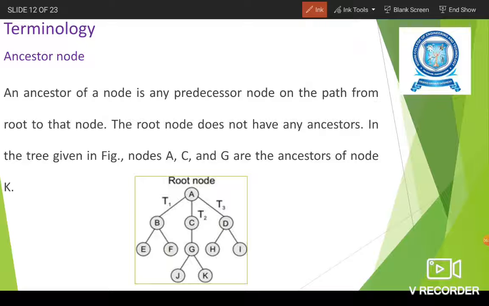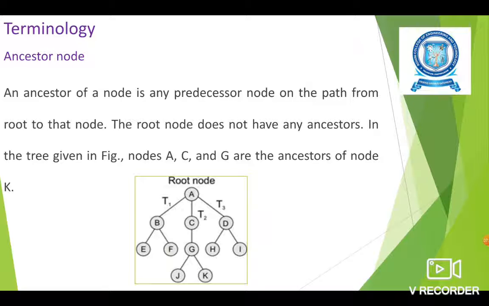For example, consider the given tree. The nodes A, C and G all are the ancestor nodes of the node K as well as the node J. Okay. So now can you understand what an ancestor node is? It is any predecessor node on the path from the root to that node. So A is an ancestor node, C is an ancestor node and G is also an ancestor node of the nodes J and K.